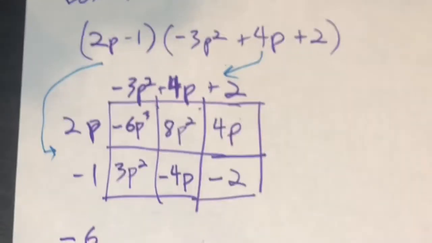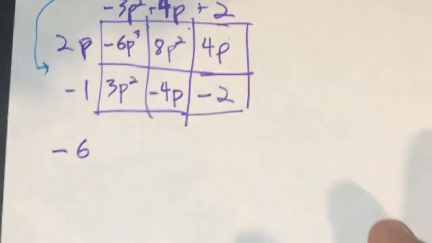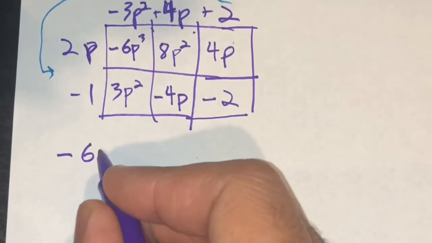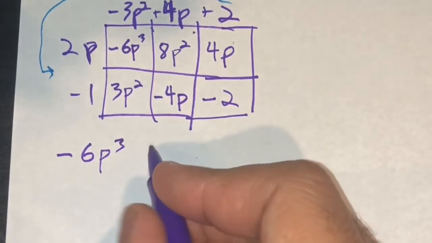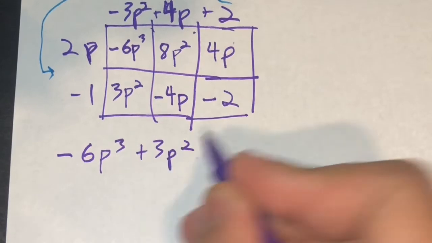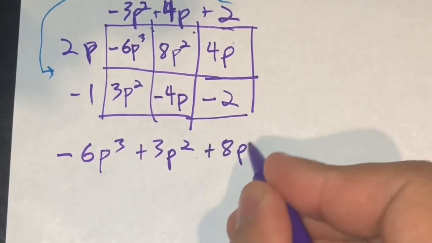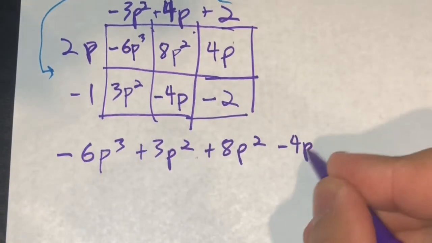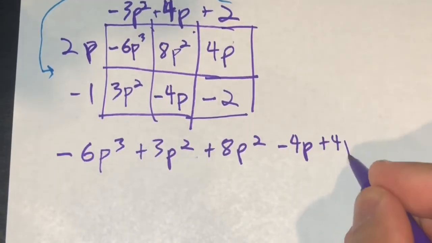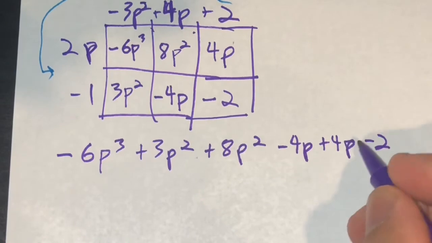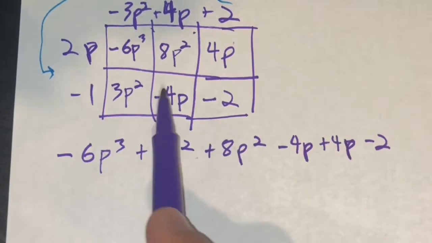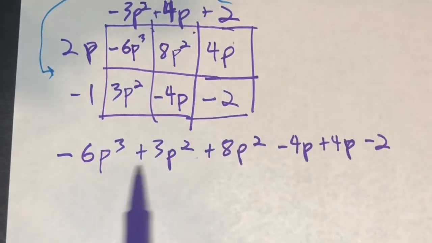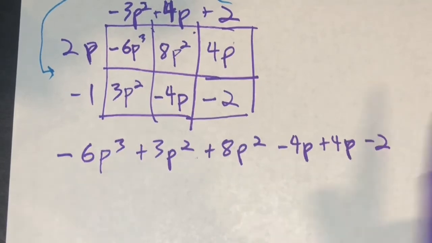I'm going to rewrite it outside here. So negative 6p to the third plus 3p squared plus 8p squared minus 4p plus 4p minus 2. Okay, so look, I just rewrote everything from there down here. That's all I did. Okay, now I'm doing the thing where I combine like terms.